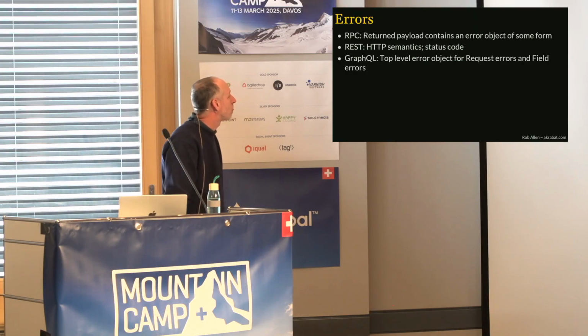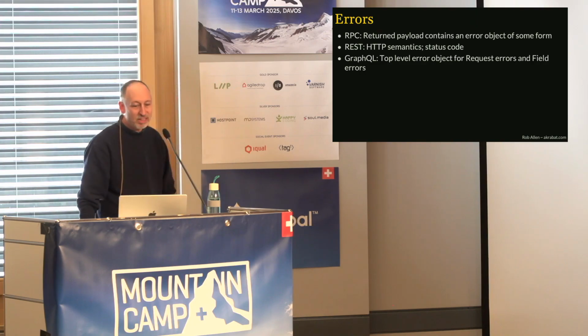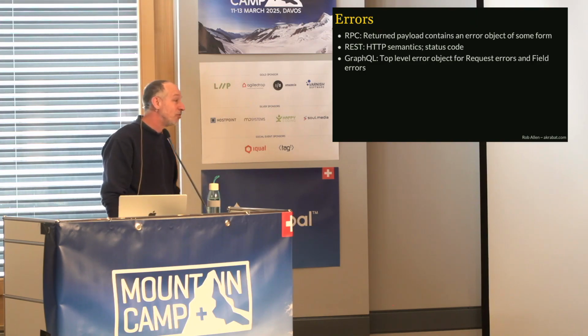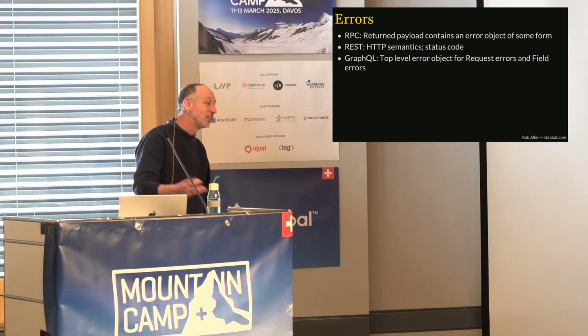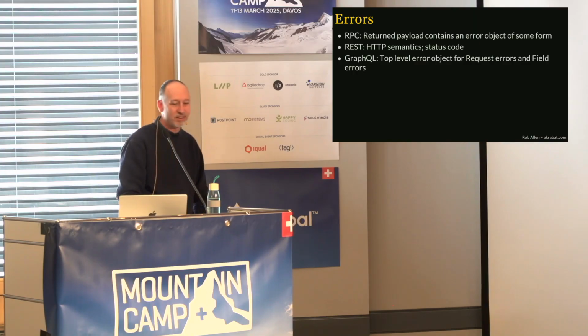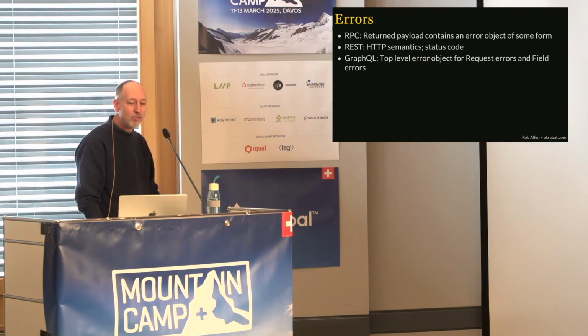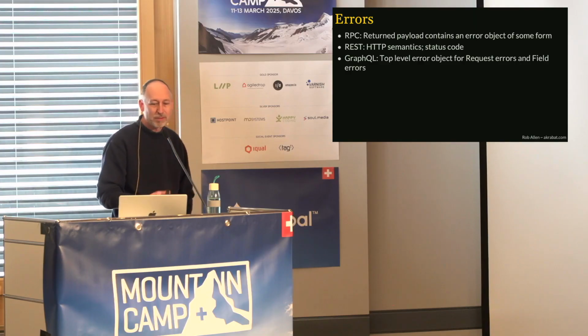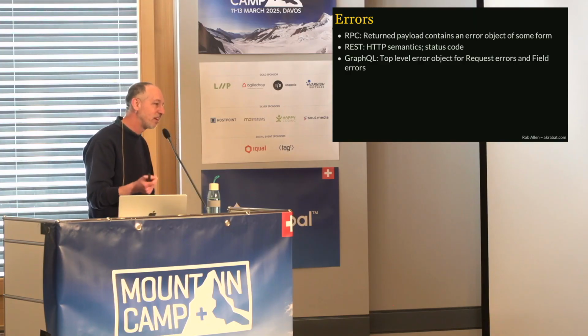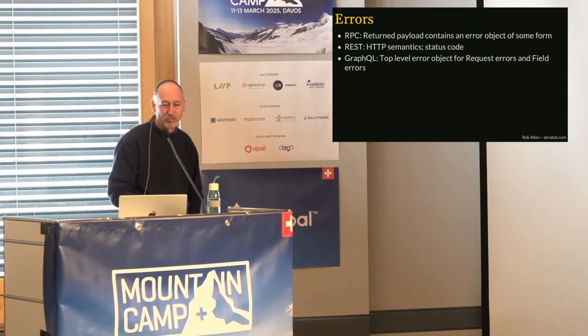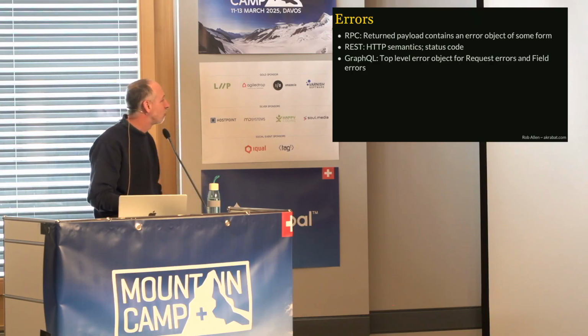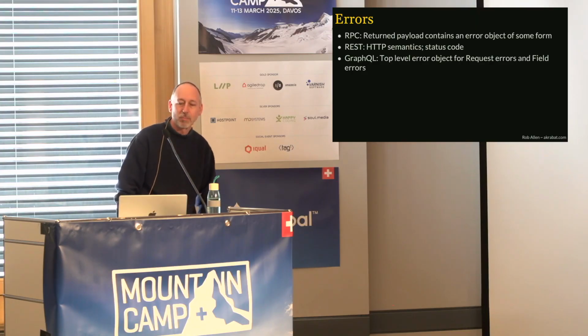Errors. With RPC, you'll probably get some sort of result equals false. It's a bit like calling a function, it just fails. It's not very interesting, and it's quite difficult to handle. REST will use HTTP semantics, so we've got status codes and standard error codes. And GraphQL is going to use a top level error object.